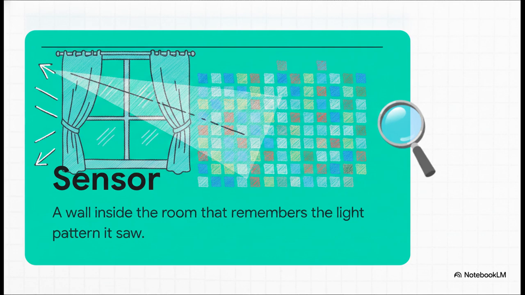To finish off our room analogy, this sensor is like a digital wall inside the room. When the light shines through the window glass and passes the curtains, it hits this wall. The sensor is covered in millions of tiny light-sensitive pixels that remember exactly how much light and what color hit them. That's how it turns light into a digital image.